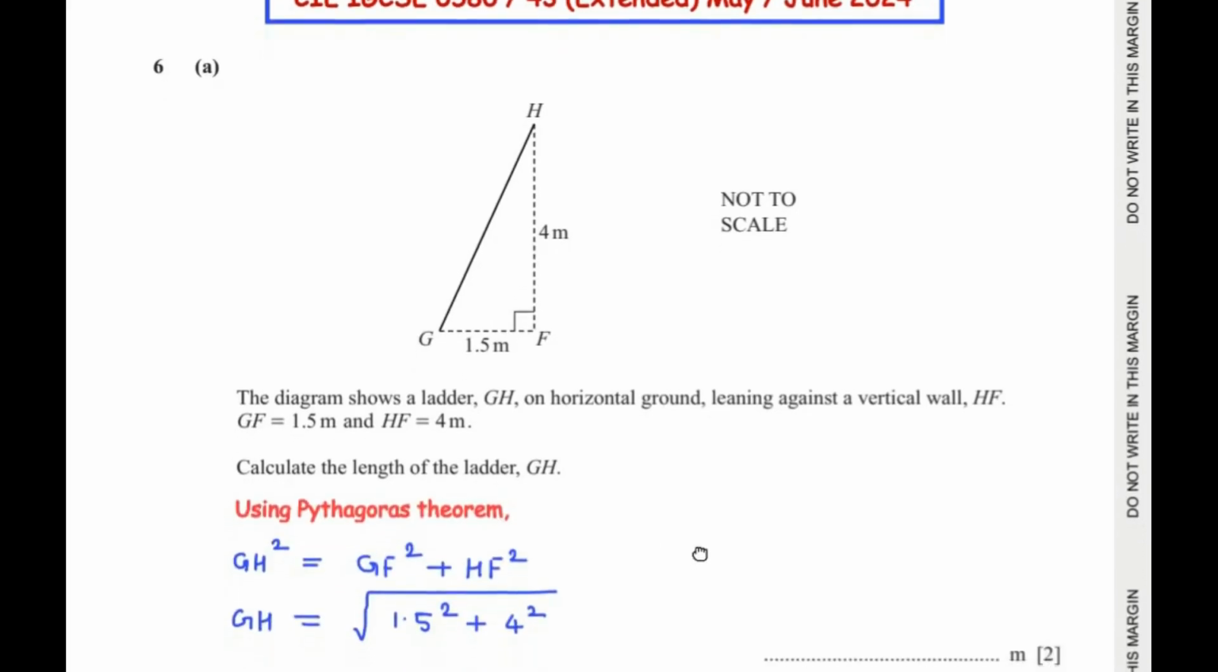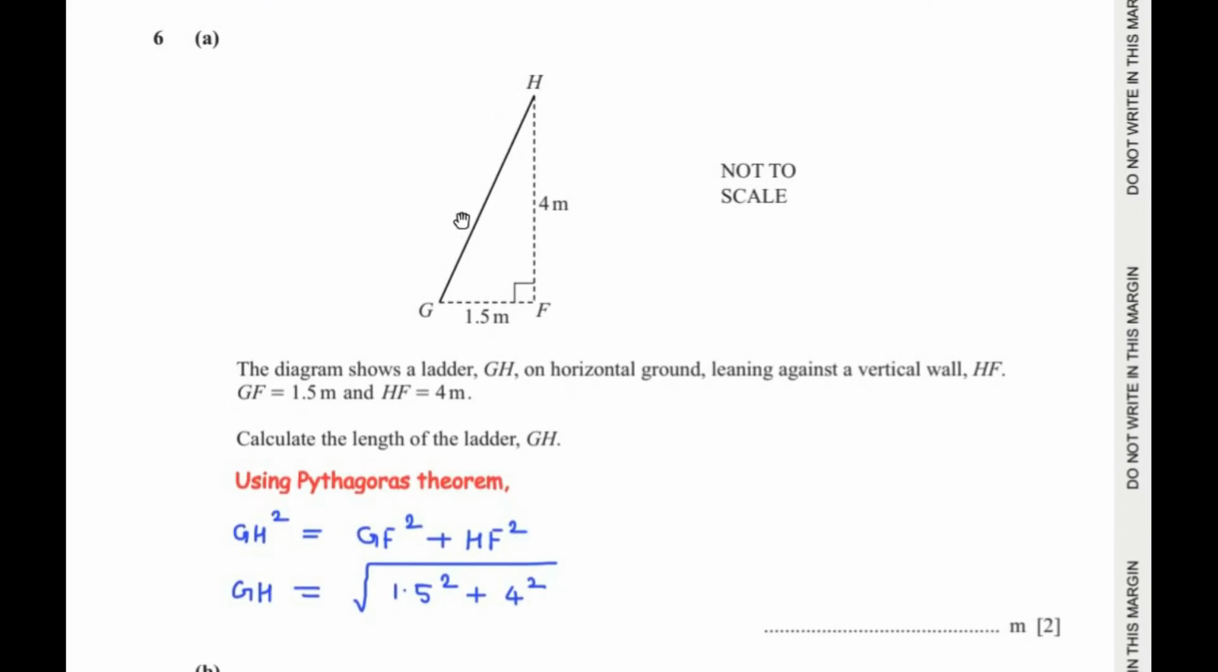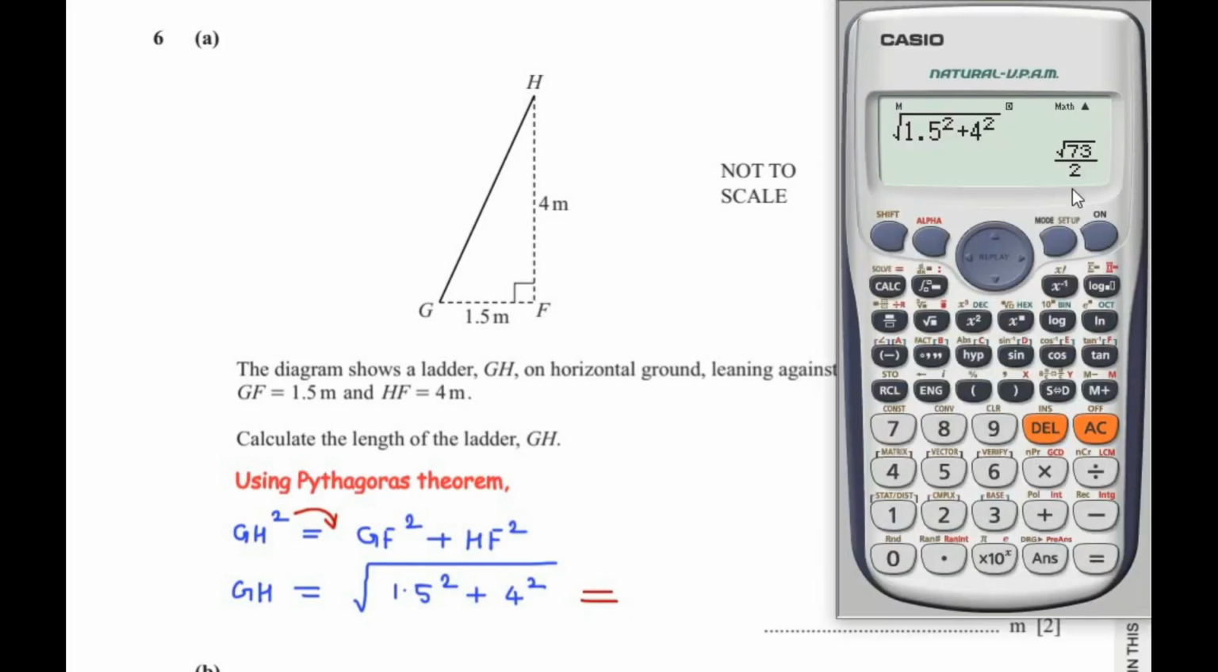So here we have written, using the Pythagoras theorem, the hypotenuse square, that is GH square, is equal to the sum of the squares of the other two sides, that is GF square plus HF square. Now taking the square to the other side of the equal sign, we get GH is equal to, square becomes square root, and substituting the values of GF and HF, we get the square root of 1.5 square plus 4 square. So let us see what value this gives us. This will give us the value as square root of 73 over 2, or as decimals we get 4.272.